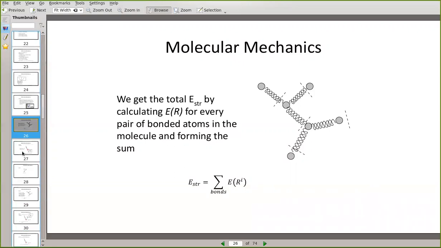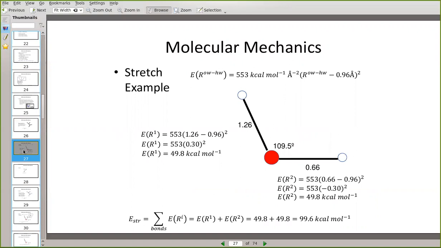Okay. We deal with angles in a similar way. So hang on, this is a stretch, sorry, not angles yet, but of course, here's an example with water. In water, the OH bond length is 0.96 angstroms. And so you've got that K times (R minus R naught) squared. I think this is the Amber force field. The K is 553 kilocalories per mole per angstrom squared. And so if we look at some bonds, you can see if your bond length is 1.26, it's clearly not at its best at the equilibrium bond length.